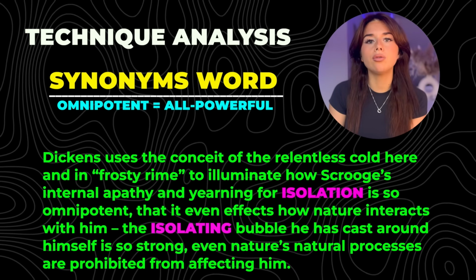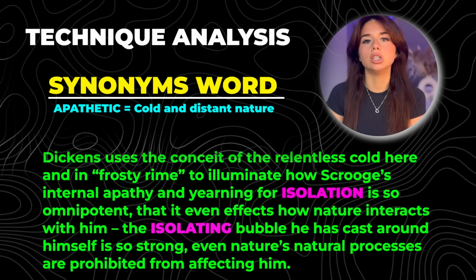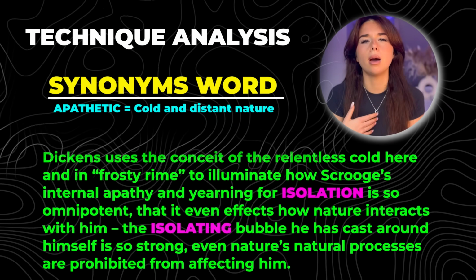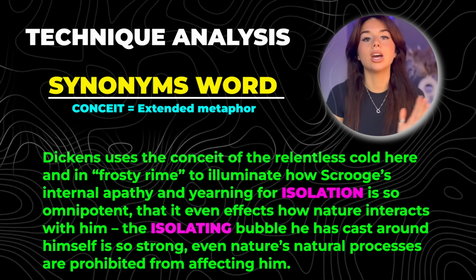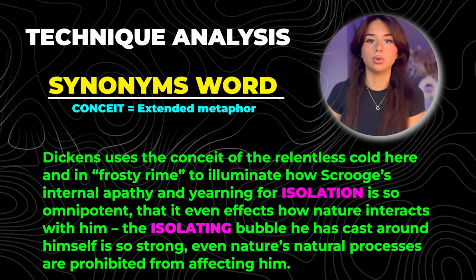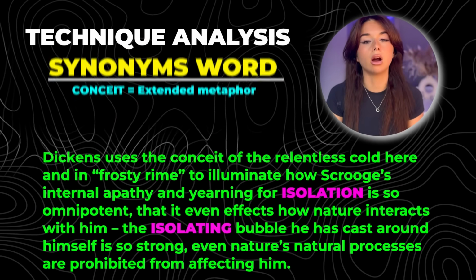omnipotence means all-powerful. His apathetic nature just basically means he's very cold, very unbothered by people. And a conceit is an extended metaphor. So a metaphor you do throughout the entirety of a bit of text.